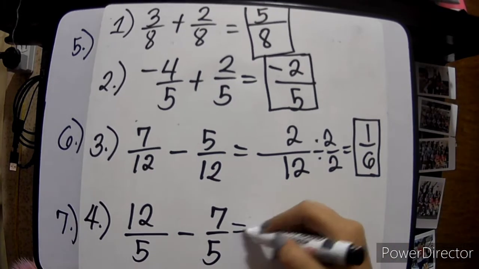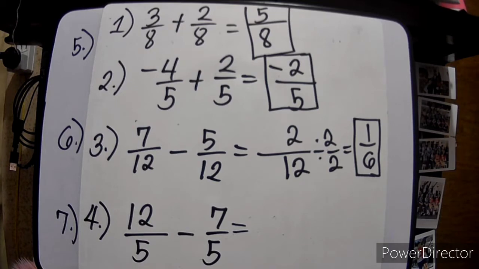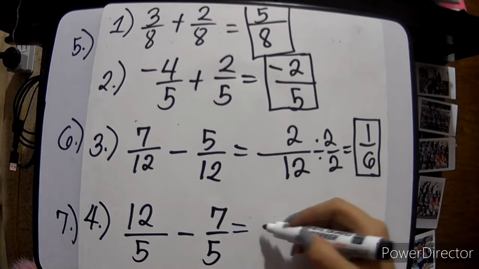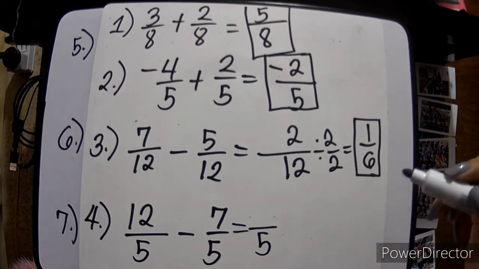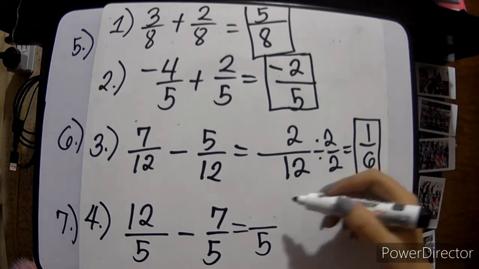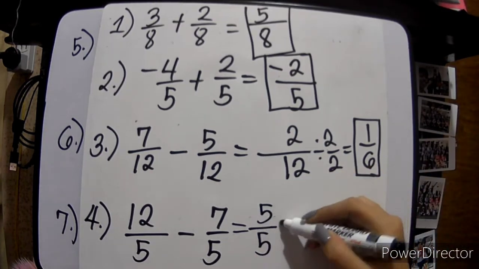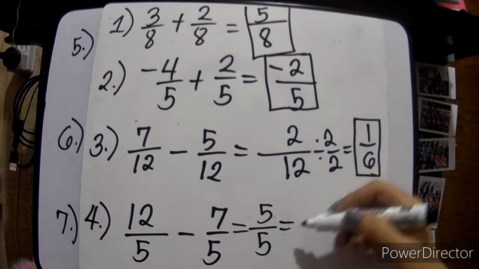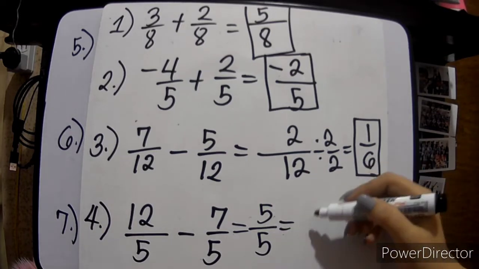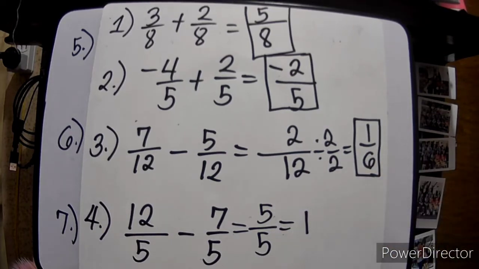Okay, next is 12 minus 7. Ang denominator is 5. So that is, I guess it's 5. And then, yun nga. So, dahil improper fraction, let's make it a proper fraction or whole number.